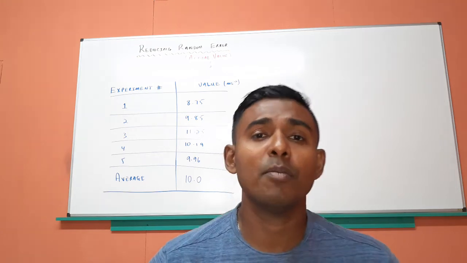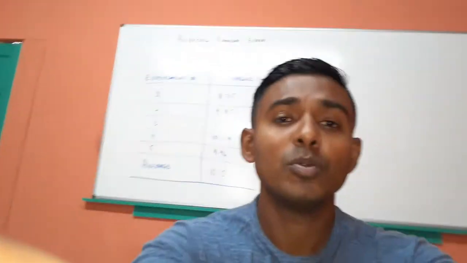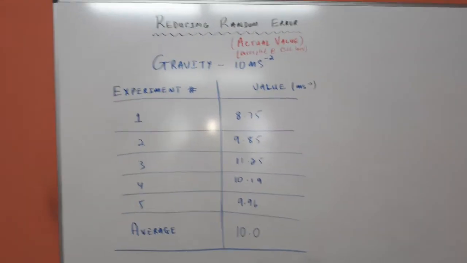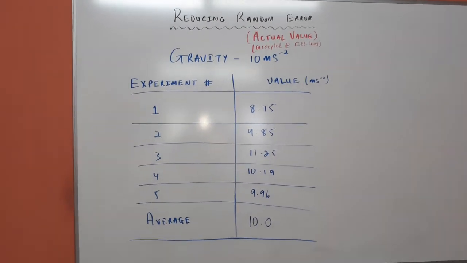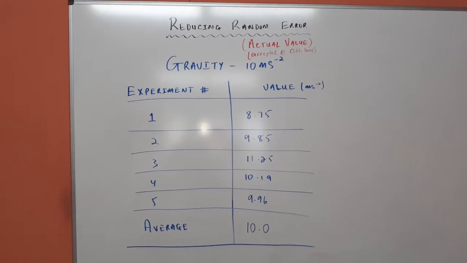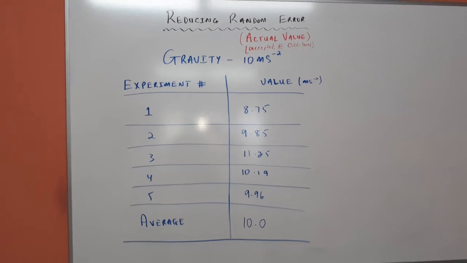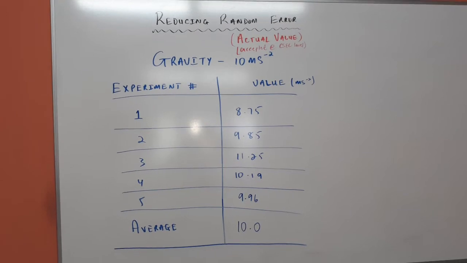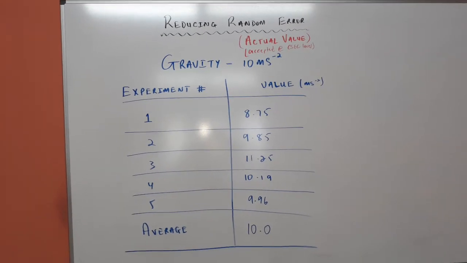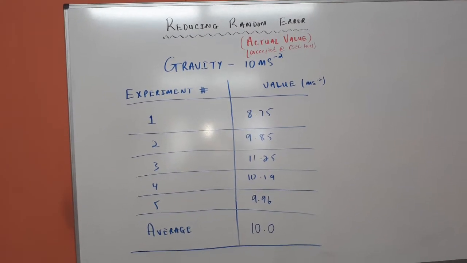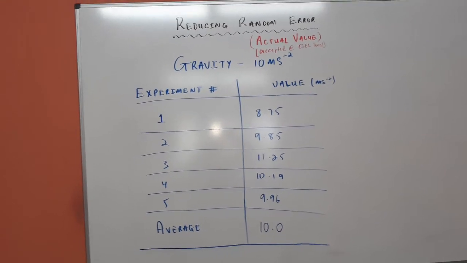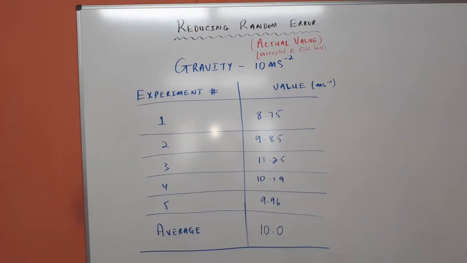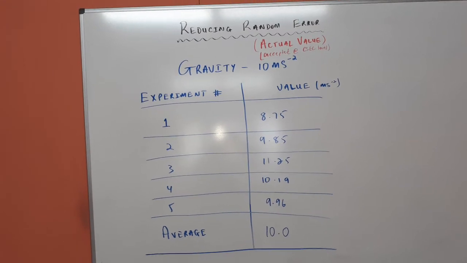So let me just pan the camera over to the board so we can get an idea of what it is we're looking at. So if we were to look at the board, for example, you can see the topic there, reducing random error. Let's say we were doing an experiment to find the value of gravity. Now CSEC accepts a value of 10 meters per second squared for gravity. So let's just say we did the experiment 5 times. Experiment numbers there 1 to 5.